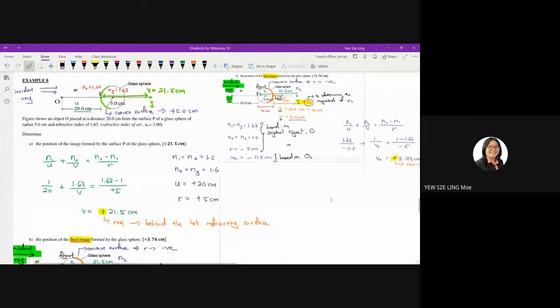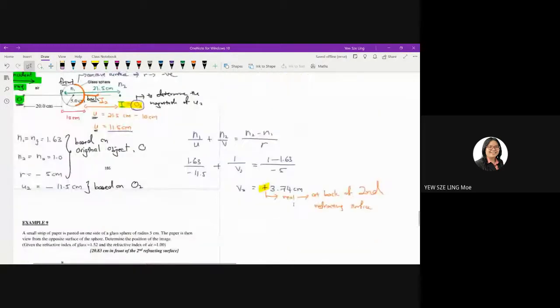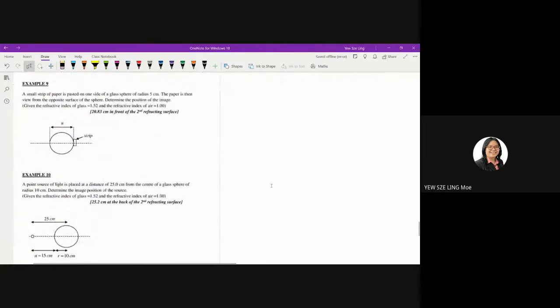Okay, now let's look at example 9. Example 9. Now you have a small strip of paper pasted on one side of the glass sphere of radius 5 cm. The paper is then viewed from the opposite side of the sphere. Now, what does that mean? It means now you're viewing it from right here. Okay, you're seeing it here.